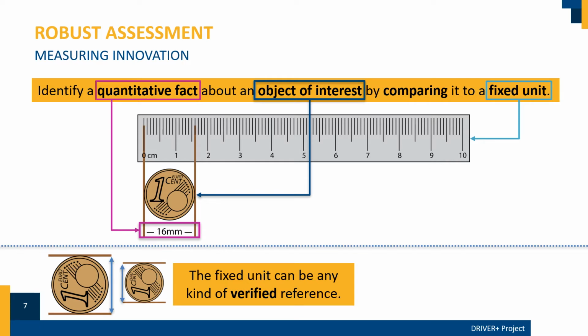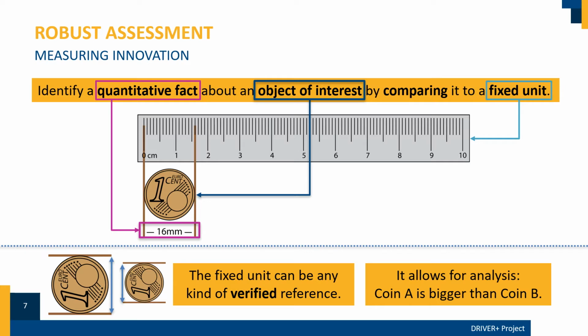But sometimes you do not have such a fixed unit. Then you can just declare something as a fixed unit. If you have 2 coins, you might declare one of them as a verified reference. Then you can draw valid conclusions about the other coin, always in relation to that verified reference. You can say coin A is bigger than coin B.